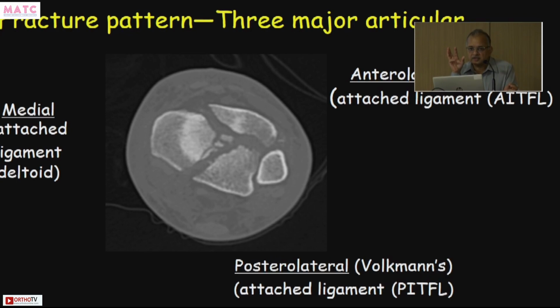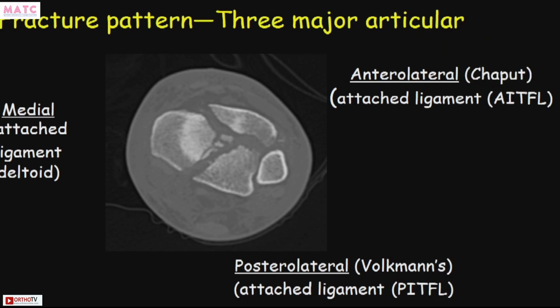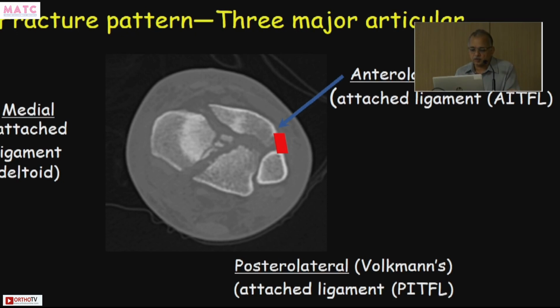So there are three major fragments. These are the anterolateral caput fragment, which has an attached anterior inferior tibiofibular ligament. We have the posterior malleolus or the posterolateral Volkmann fragment, which has an attached posterior inferior tibiofibular ligament, and the medial fragment, which has an attached deltoid ligament.